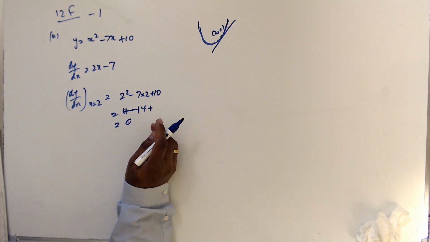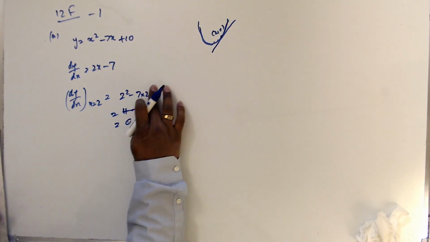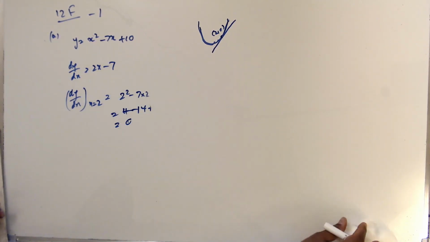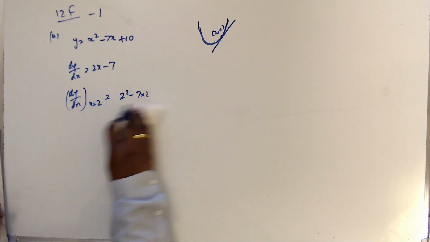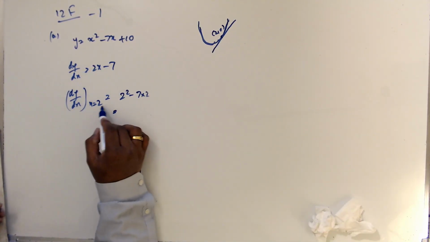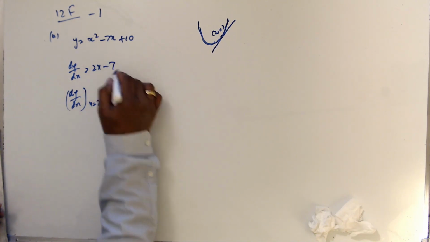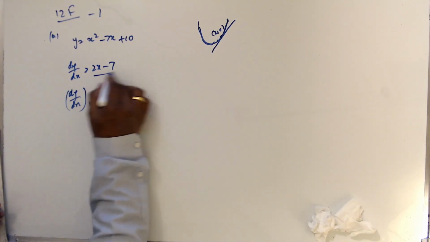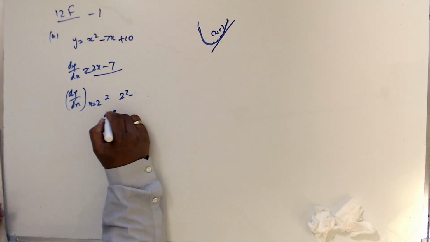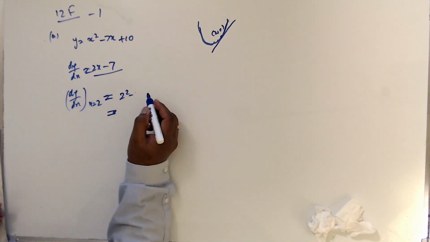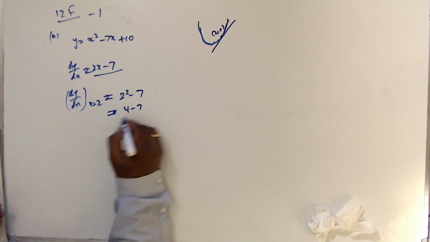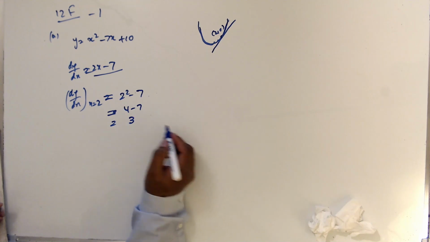No wait, this is the one. 2 times 2 is 4, minus 7. I accidentally put x equals 2 into the original curve. Applying it to the gradient, 4 minus 7 is minus 3.